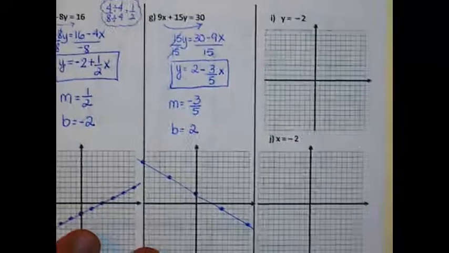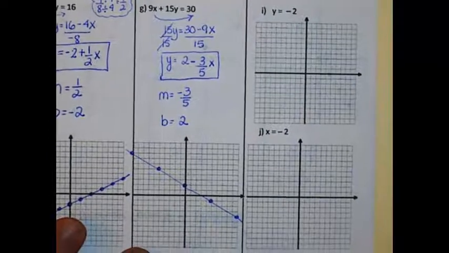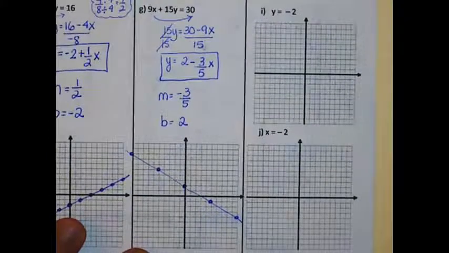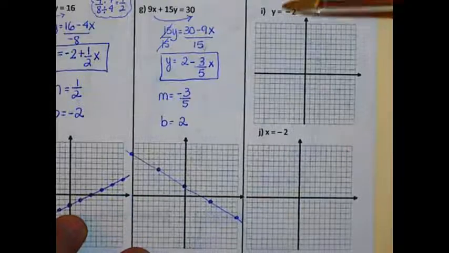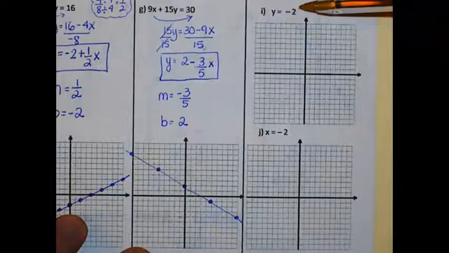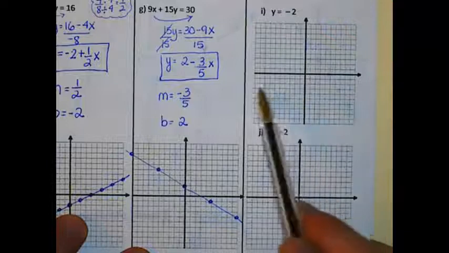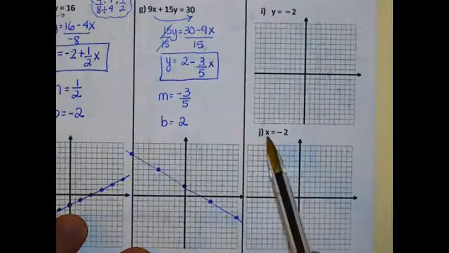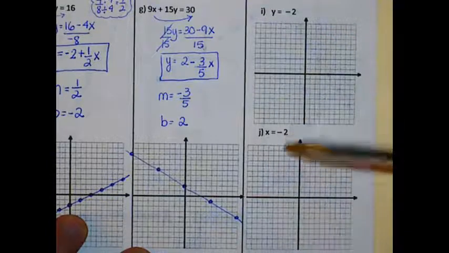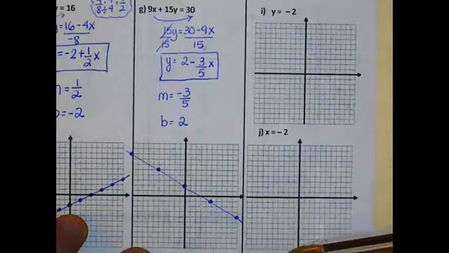Let's go on to the next problems. The next problems are special cases. Basically, they're going to be either vertical lines or horizontal lines. If you remember, if you have y equals a plain number, that means you're going to have a horizontal line. And if you have x equals a plain number, basically you're going to have a vertical line.